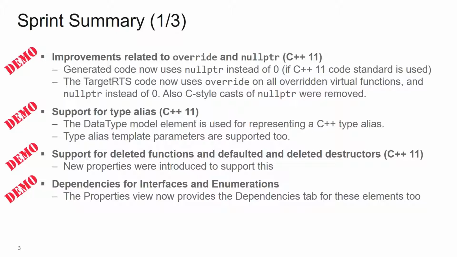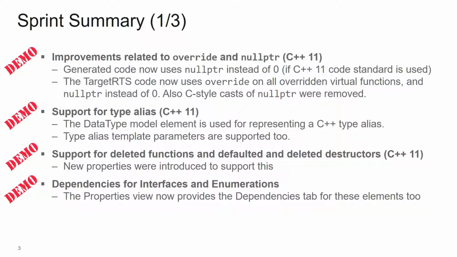Then we have a new feature called type alias. Type alias is a C++11 concept that is similar to typedef, but has some benefits. For example, it can have template parameters. So we support this now both in the user interface and in the model compiler.